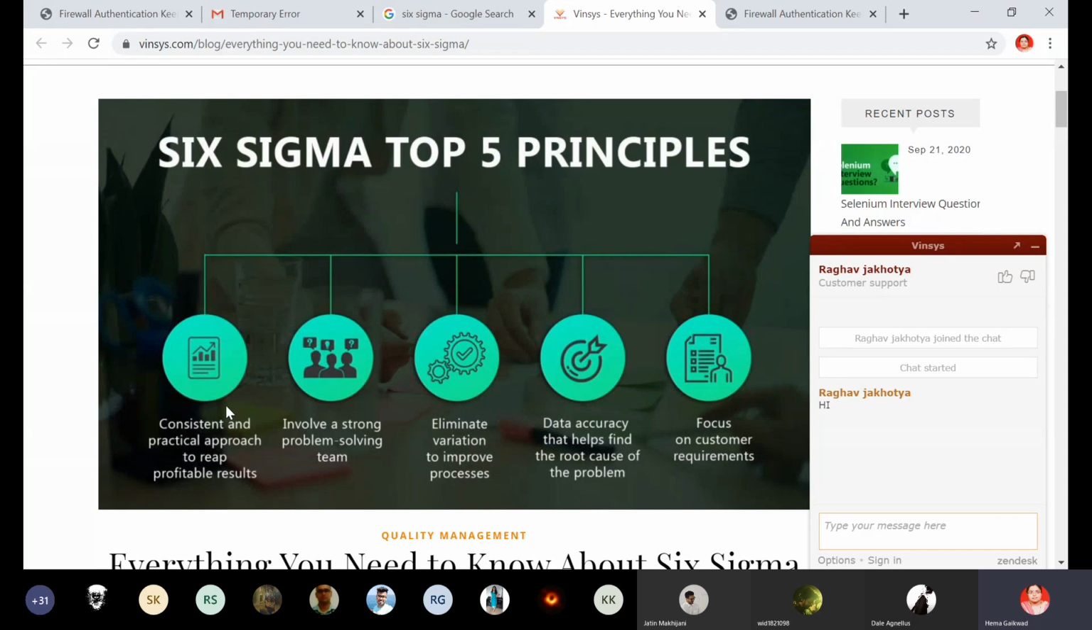Clear? If you consider the first, second and third points, they are very simple. No explanation is required for these 3 points, but the fourth and fifth points are very important. I will start first with the last point, that is focus on customer requirement. Why is this one of the most important principles of Six Sigma? The reason is, as we know, requirement collection is the first phase of any process. This is the first phase for any project, in fact. Clear?